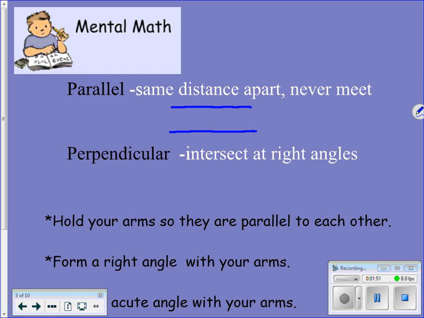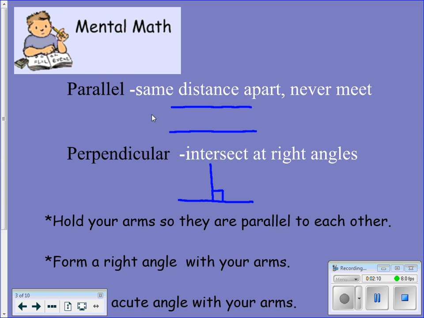Next, we have perpendicular. These are lines that intersect at right angles. Remember that a right angle is an angle that is 90 degrees. So think about this one as maybe an upside down T. You can see these 2 lines are intersecting and it's forming a right angle right there.